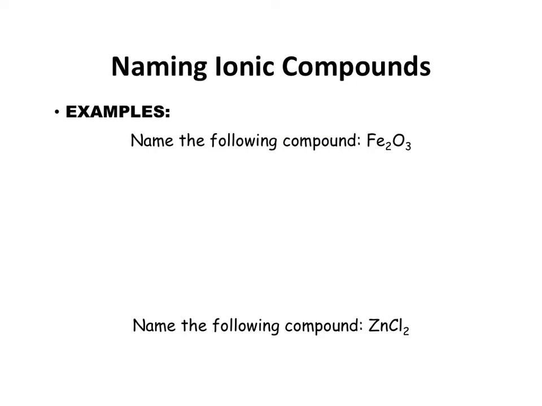So let's do an example here. Let's look at this compound, Fe2O3. So the first thing you have to do is ask yourself, is the metal in the compound multi-charged? Is it in the middle? Is it in the D block? Is it lead? Is it tin?